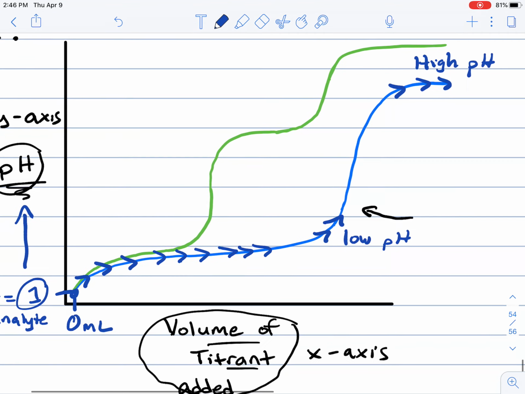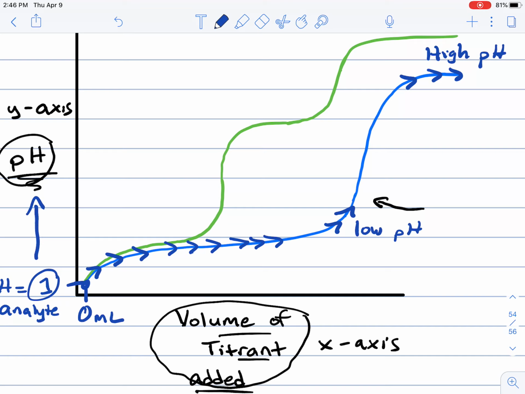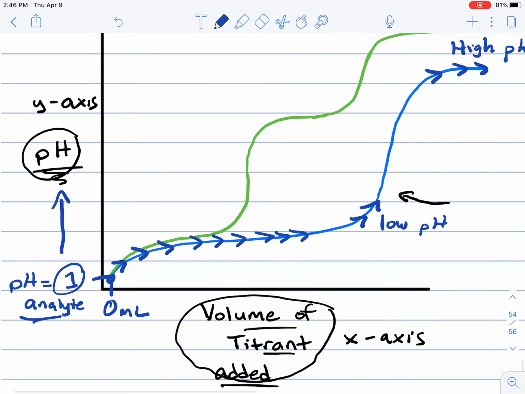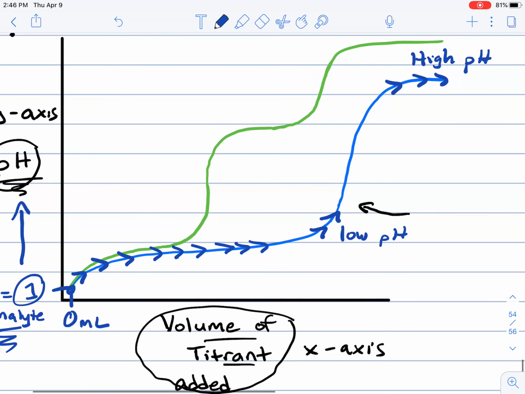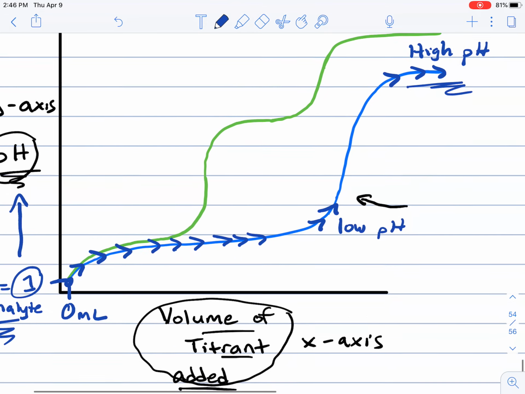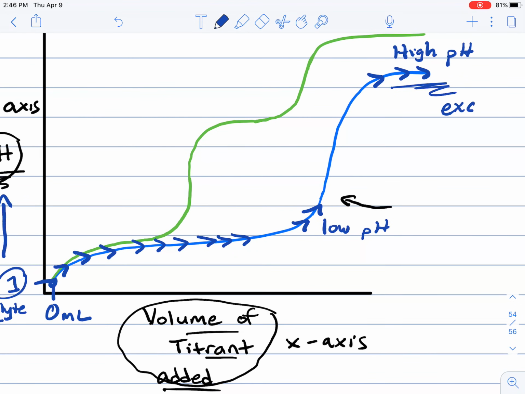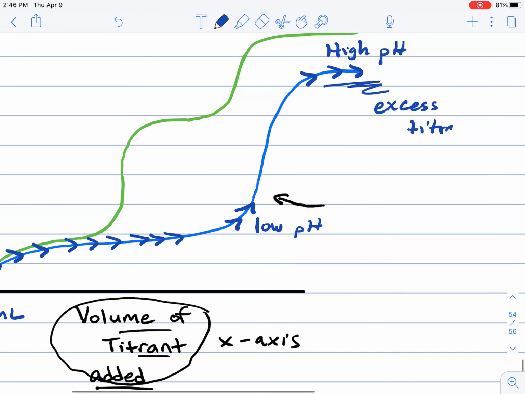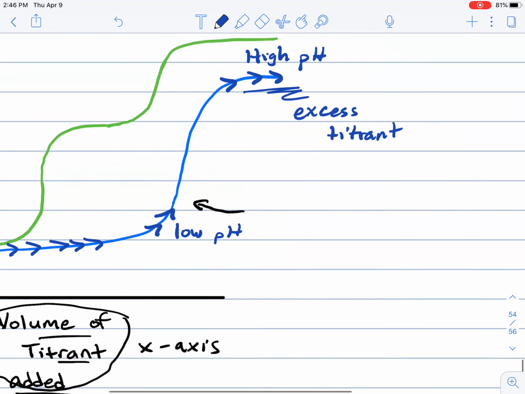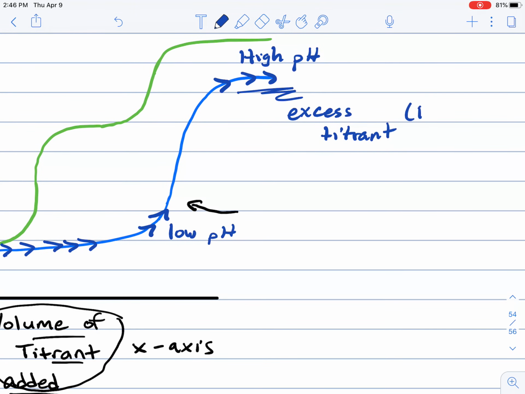And so what that tells you is that somewhere along the line, you've completely consumed all of the acid that was in your analyte. And then at the very end, you just have excess titrant. And since we have a high pH, that must mean that the titrant was a base. So we have excess base if we're looking at this titration curve.